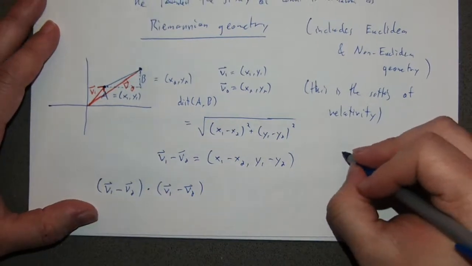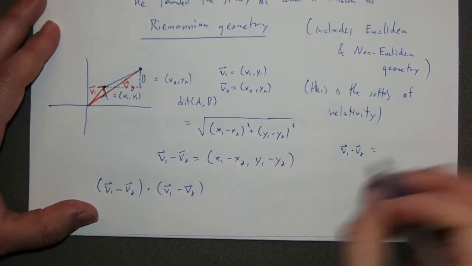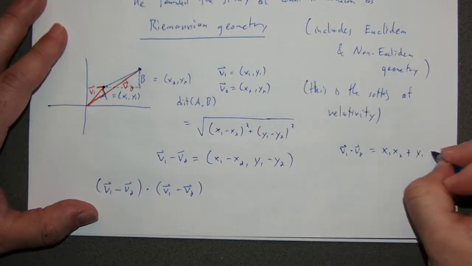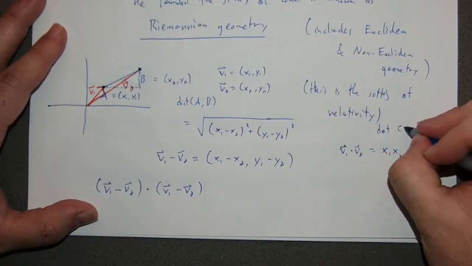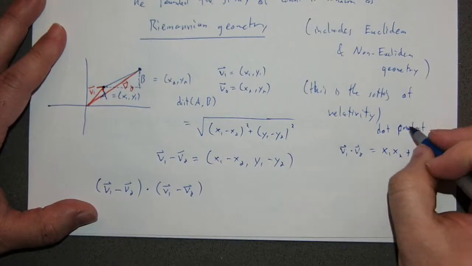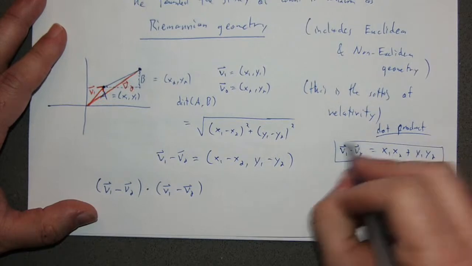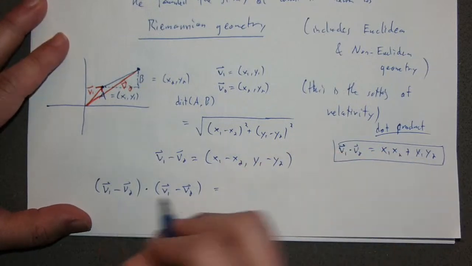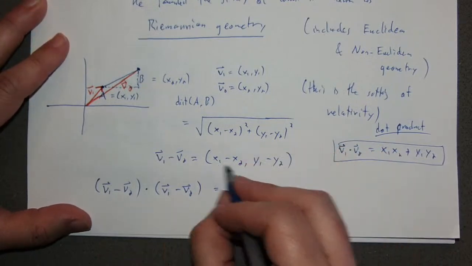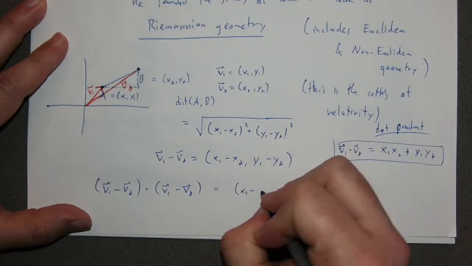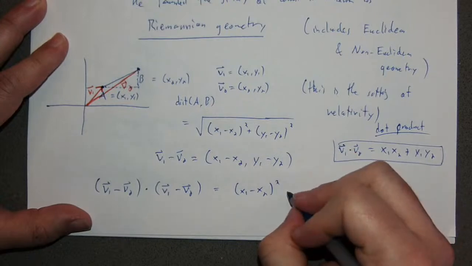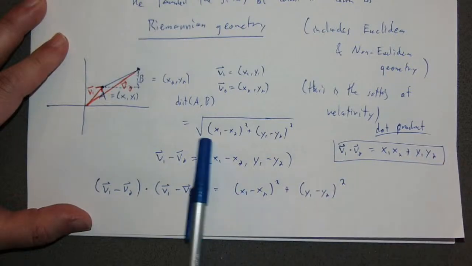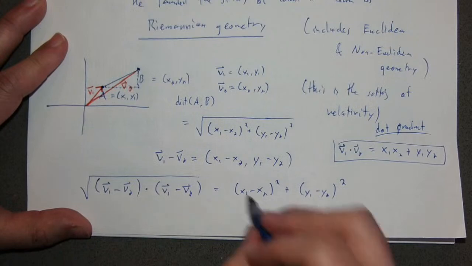The dot product of two vectors: if I take V1 and V2 and I dot them together, this takes the components and multiplies, so x1 times x2 plus y1 times y2. This is known as the dot product, or scalar product, or Euclidean product. It's usually just called the dot product. If I take the dot product of V1 minus V2 with itself, I get (x1 minus x2) times (x1 minus x2), so (x1 minus x2) squared, plus (y1 minus y2) times itself, so (y1 minus y2) squared. That's not exactly what I have here. I need to take the square root. Now we're good.